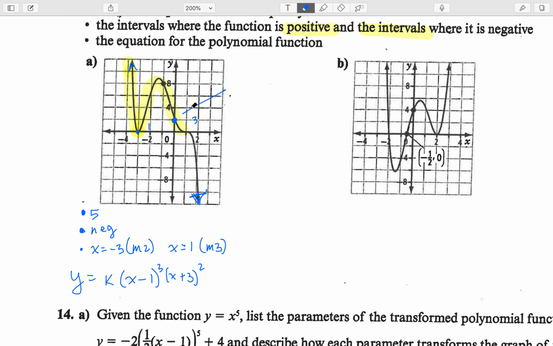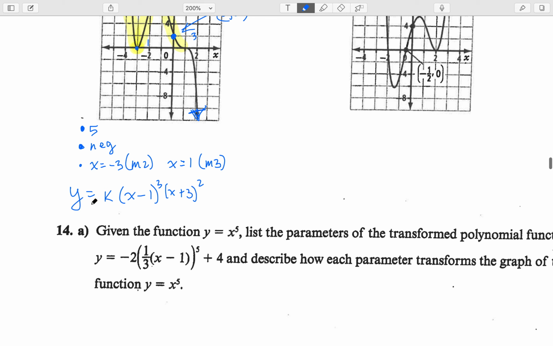So this is the point 0, 2. In other words, the y-intercept is positive 2. So if I was to actually plug in 0 and 2, let's see, what do I get? Negative 1 cubed, which is negative 1, times 3 squared, which is 9. So this is going to be negative 2/9. Whoa. k turns out to be negative 2/9. If you think about it, because I'm plugging in the x value of 0, and I'm getting the y value of 2. So if that's exactly 2, k should be negative 2/9.